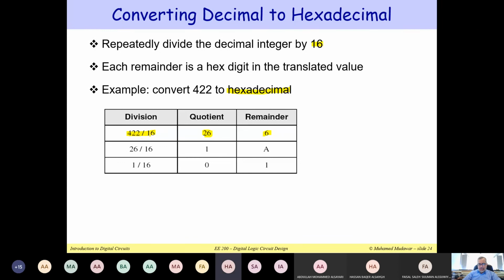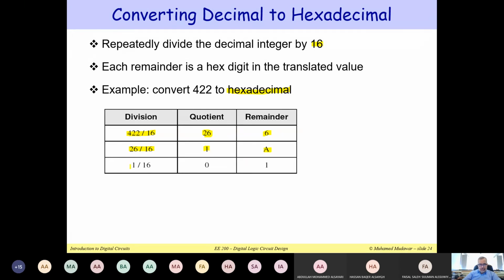Now notice, because you are dividing by 16, the remainder has to be between 0 and 15. It cannot exceed 15, because you are dividing by 16. So this remainder is a digit. Now you take the quotient, which is 26, and divide it by 16, you get 1. But that's actually 1 multiplied by 16 is 16. So 26 minus the 16 is 10. 10 is A. So the remainder is A, which is 10.